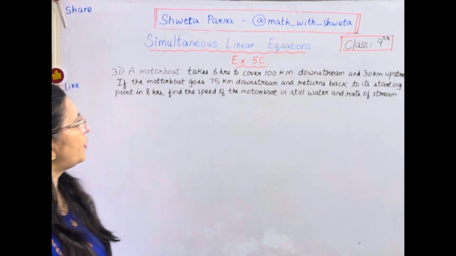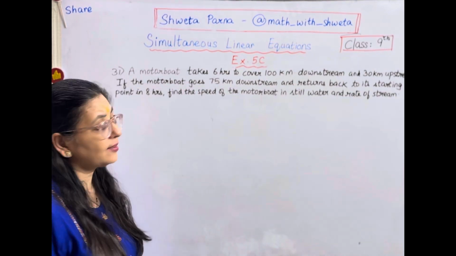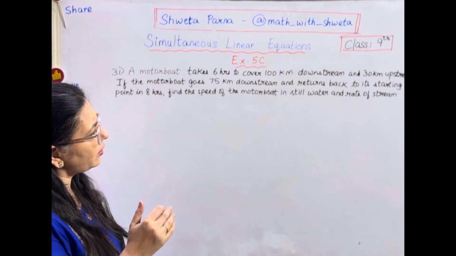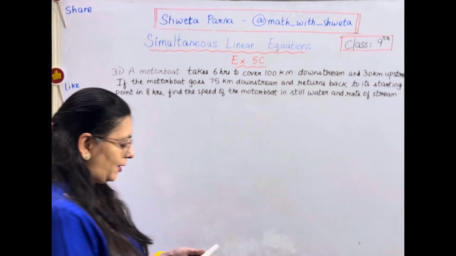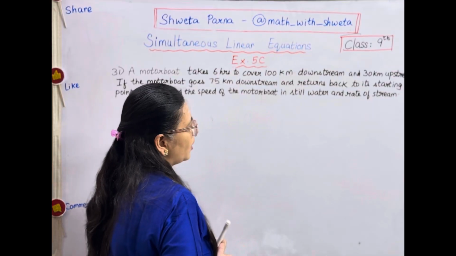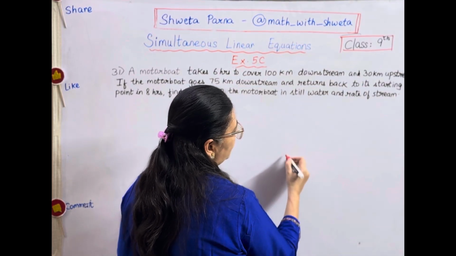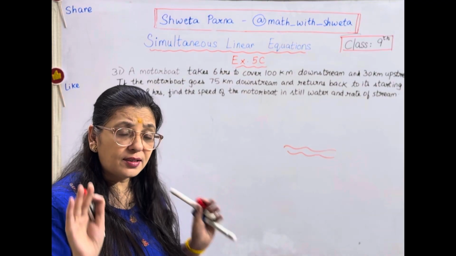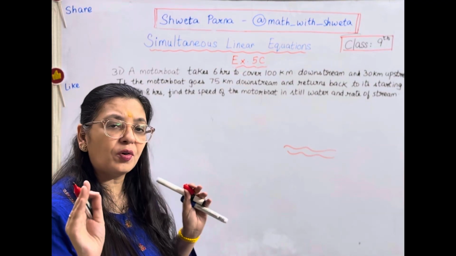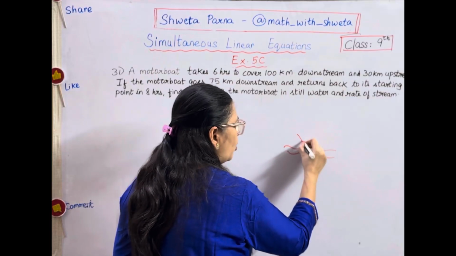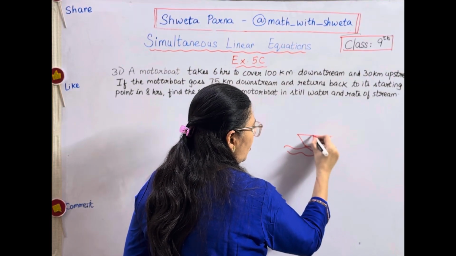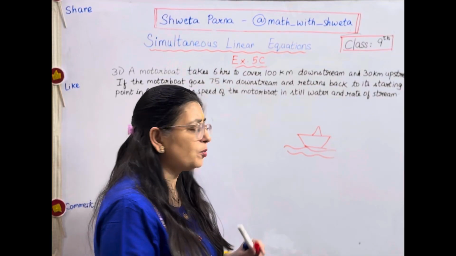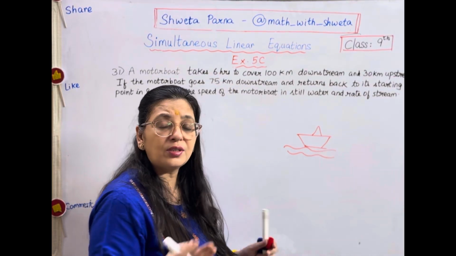Read question number 31. A motorboat takes 6 hours to cover 100 kilometer downstream and 30 kilometer upstream. Say for example, let me draw. Say for example, this is a stream. Every stream, in still state, it will have a speed of its own, and a boat which is on the still stream will also have its own speed.